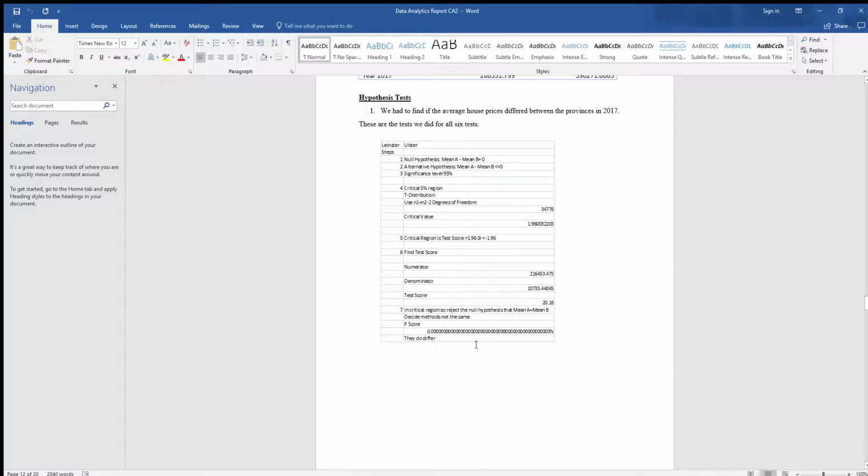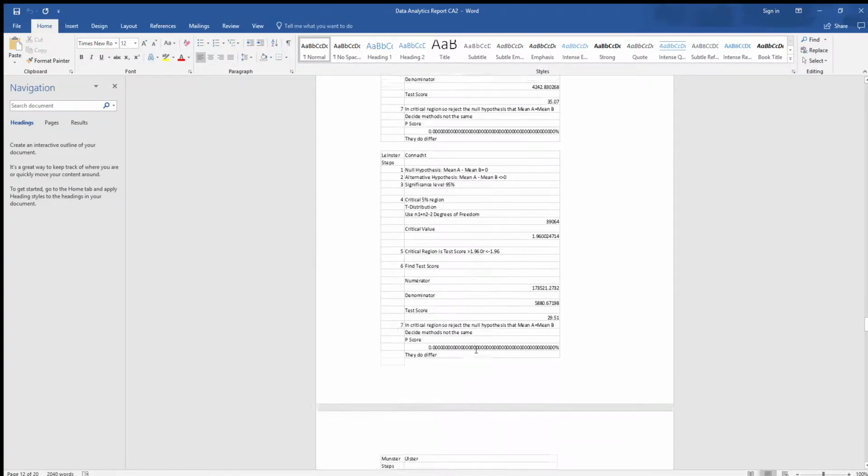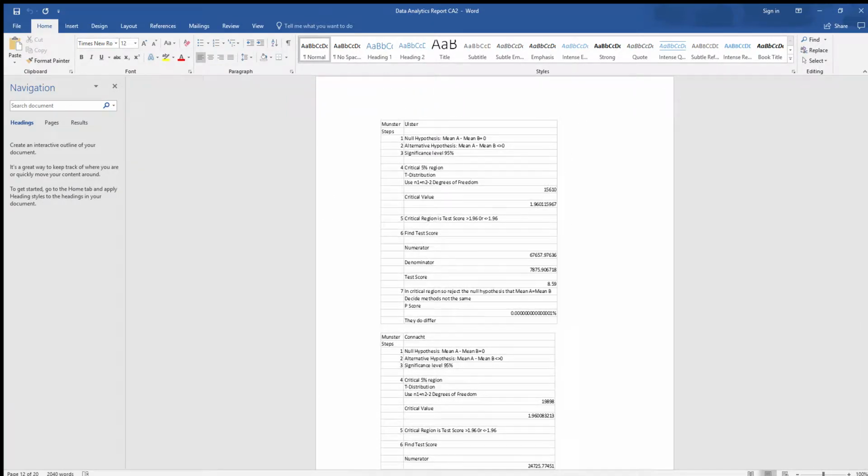Then we have step 4, which was mine, which was the hypothesis testing, and I had to test to see if the average house price in each province differed in 2017. I had to do 6 tests, comparing each county against each county, which you can see here.